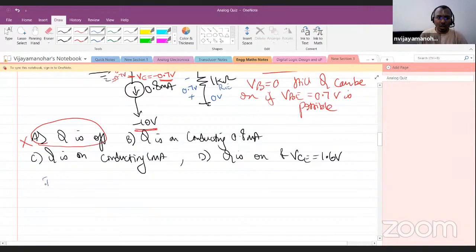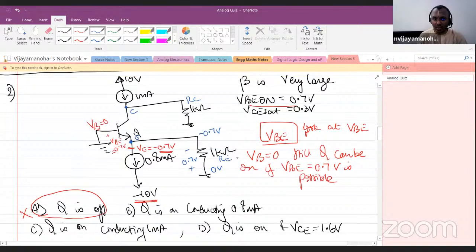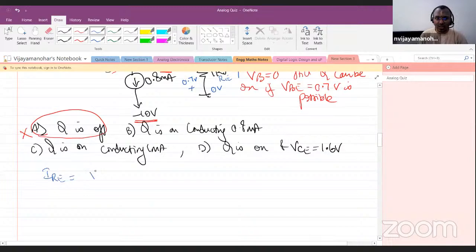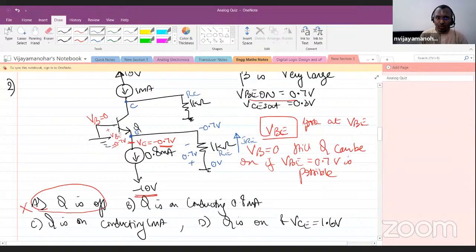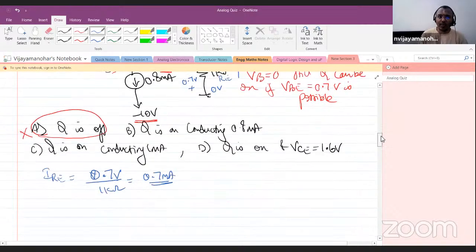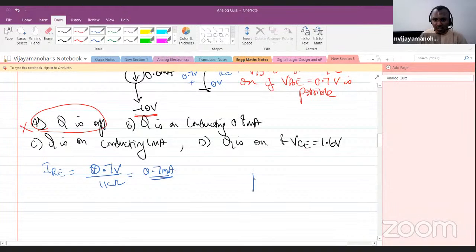Now let me call this IRE. This current flows in this direction because 0 is at higher potential and minus 0.7 volt is at lower potential, right? So this is IRE. What is IRE? IRE is 0.7 volt divided by 1K, which is 0.7 milliampere. So 0.7 milliampere is coming here. Now this transistor is going to be the emitter current of the transistor, IE. This current is 0.8 milliampere. So if I look at the transistor, let me redraw. It's like this, correct?